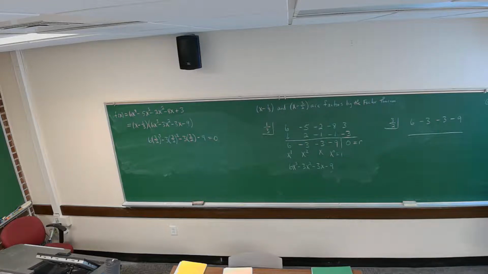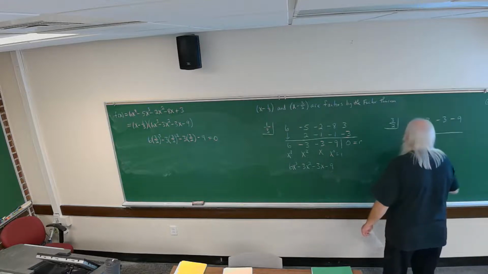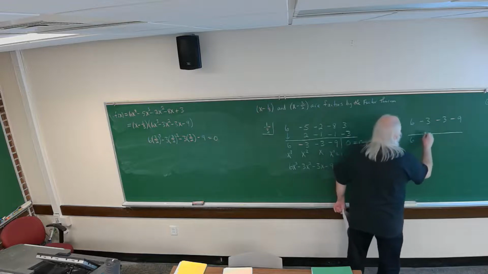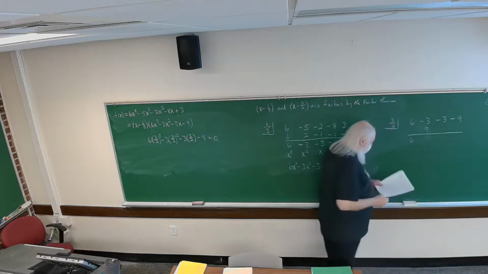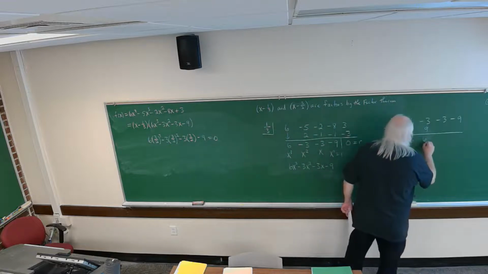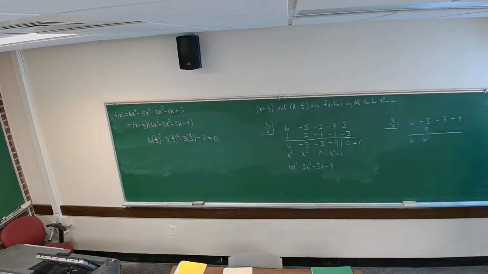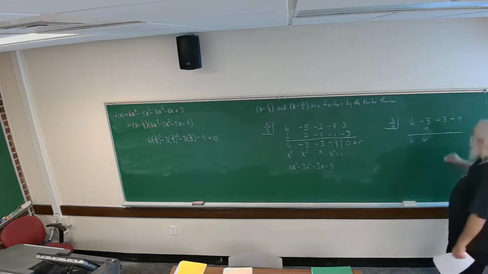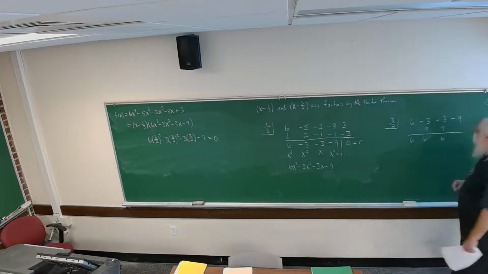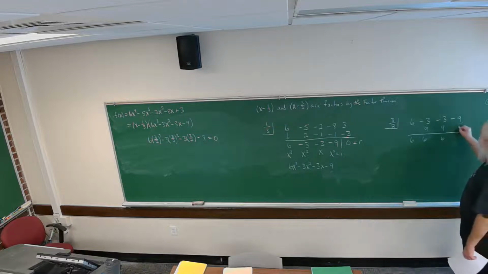And now we do the synthetic division. Bring down the 6. You multiply it by 3/2, you get 9. That goes in the next column. Minus 3 plus 9 is 6. And then 3/2 times 6 again is equal to 9. That goes in the next column. Minus 3 plus 9 is 6. Again, you multiply 6 times 3 halves and get 9.